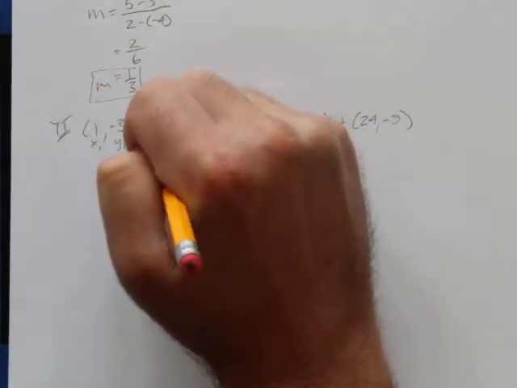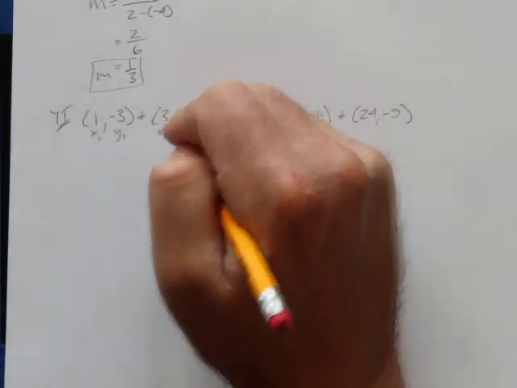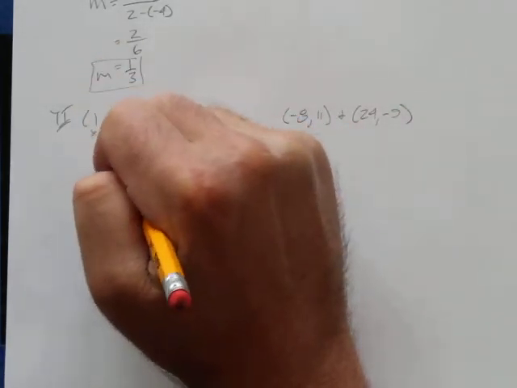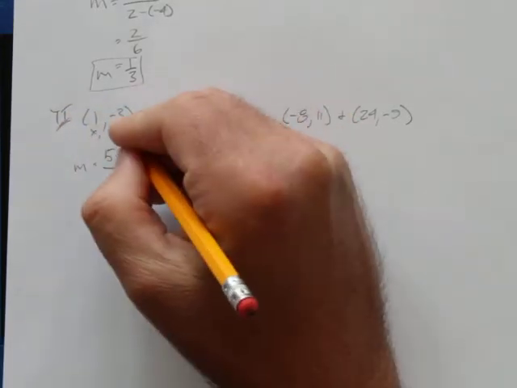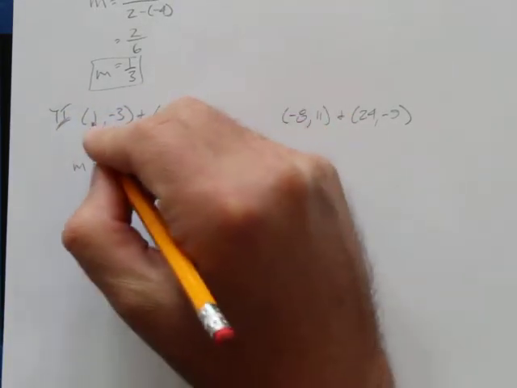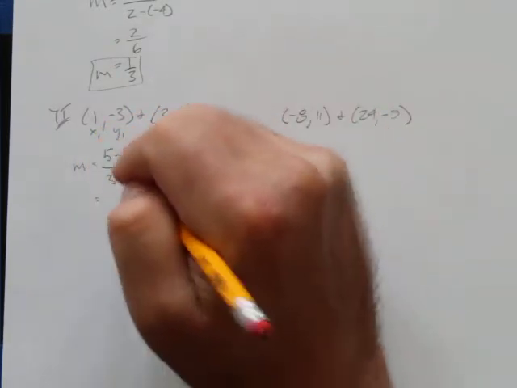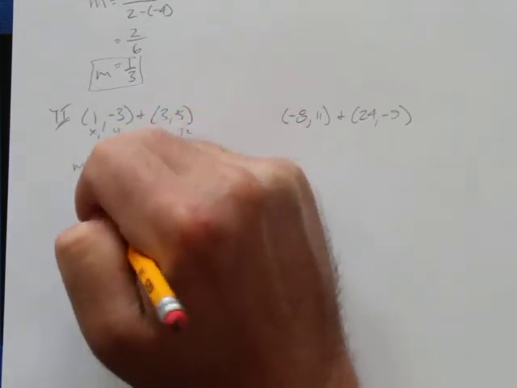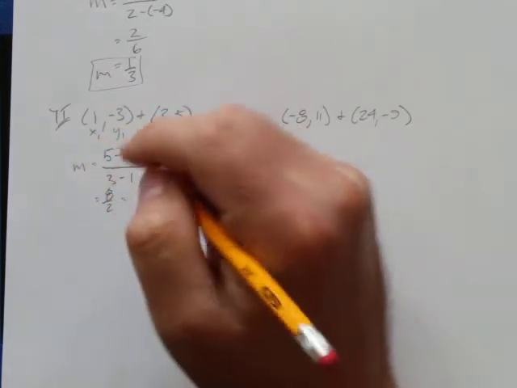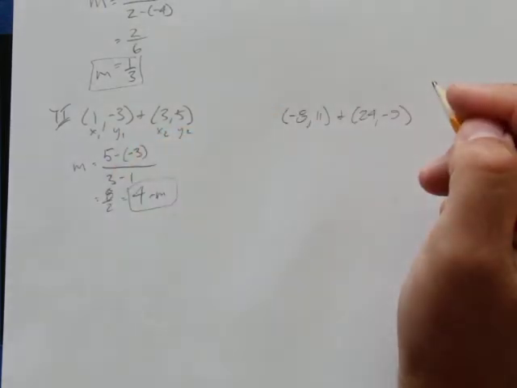x1, y1, x2, y2. I'm labeling first. I'm going to say slope equals 5 minus -3, over 3 minus 1. So 5 minus a -3, that'll give me 8, over 3 minus 1, which is 2, and that gives me 4. So my slope is 4.